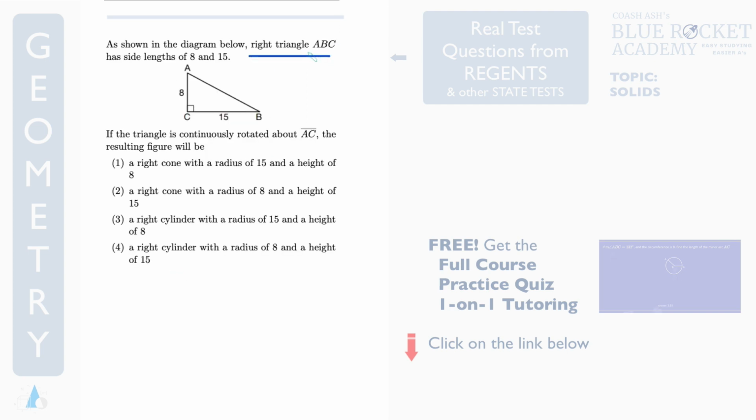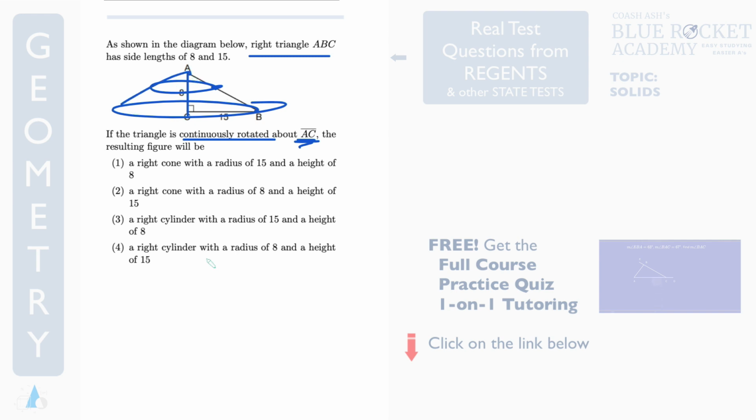This right triangle ABC is continuously rotated, and this is the most important part, about AC. So it's rotated about this point. So this point is fixed like this. This part is fixed, and every single piece is rotated like this. So it's going round and round like this. So of course this part goes around like this. This part goes around like this, and of course this part remains the same.